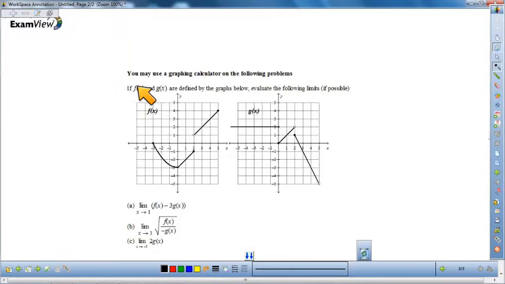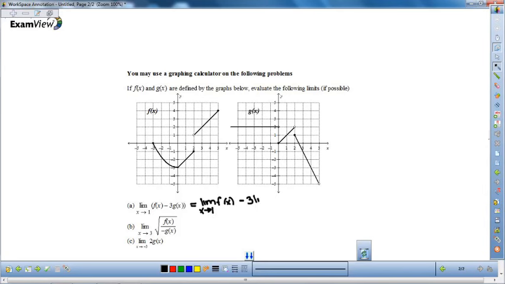So we know that f(x) and g(x) are defined below with these graphs. So we're going to use these graphs to determine the limit. A says the limit as x approaches 1 of f(x) minus 3g(x). So we're going to use the properties of limits to break these apart.